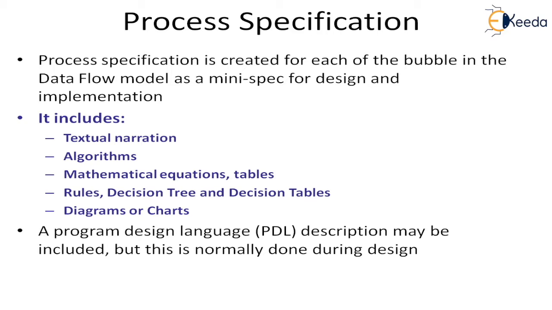It will have a textual narration, and some of the algorithms that it will use to transform the data. There may be mathematical equations, and mathematical tables that we keep as data structures at the implementation level. Then we can have rules, decision trees, decision tables, diagrams, and charts. So whatever is applicable for a particular process to do the particular transformation or manipulation it is expected to do, that information we have to include in its process specification.